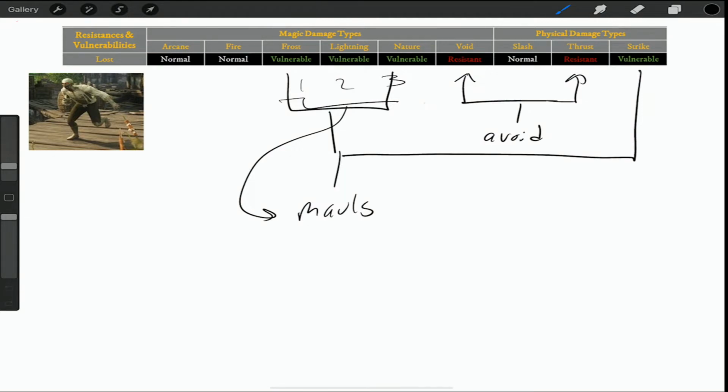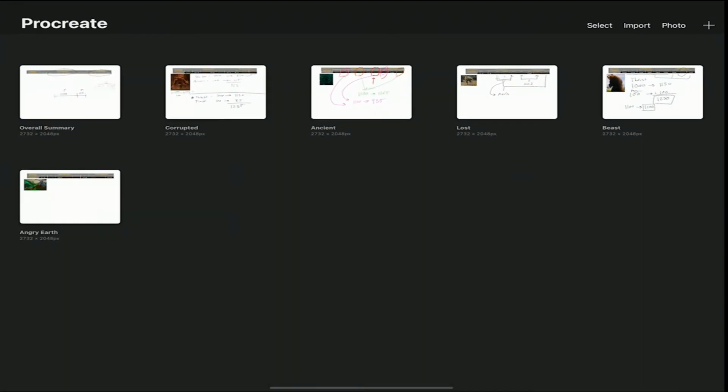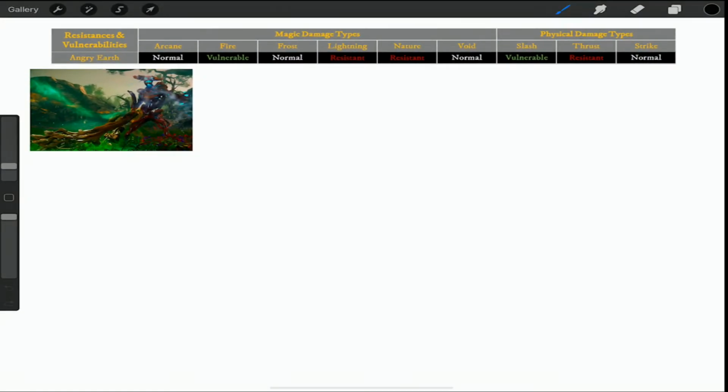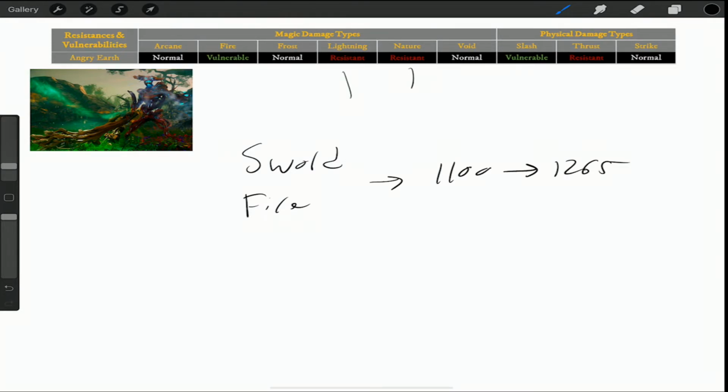All right, so let's look at the last mob type, which honestly makes the most sense. If you were fighting an angry plant, what would you use? A sword to cut it and fire to set it all on fire, right? Like that makes sense. It turns 1,100 into 1,265 like you want. Avoid using lightning and nature and avoid using bows.